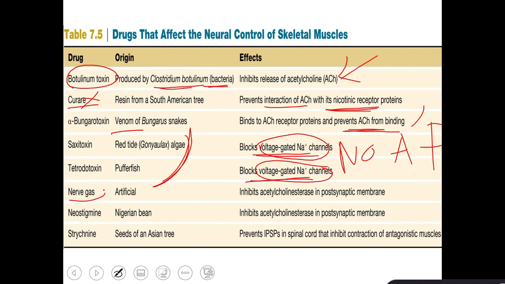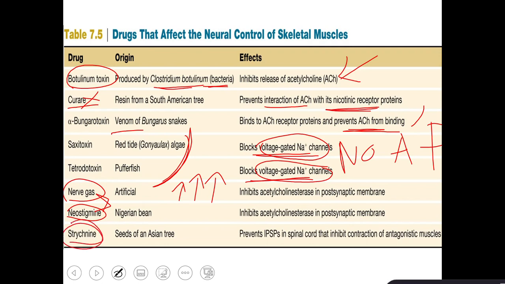The nerve gas, which is organophosphate poisoning, inhibits the acetylcholinesterase enzyme. So the acetylcholine level increases in the synapse. We have a high level of acetylcholine. This is serious when it comes to the lungs because it will lead to severe bronchoconstriction, and not enough oxygen will be inhaled. Neostigmine does the same, with the same mechanism as the nerve gas.